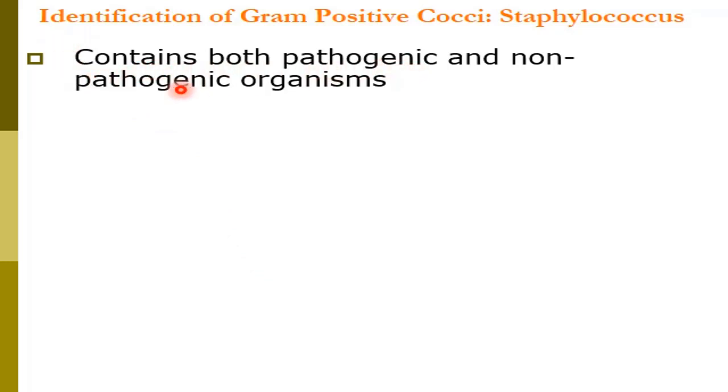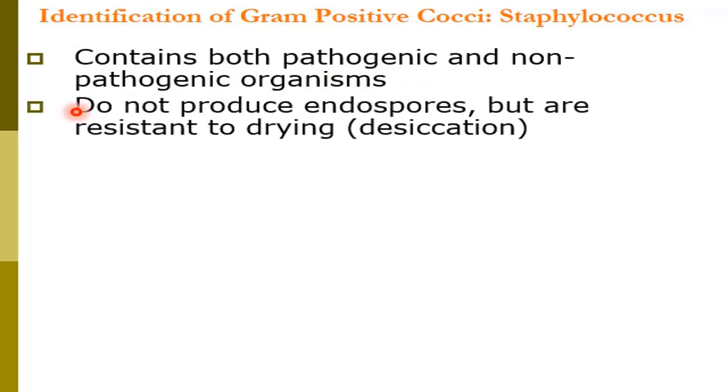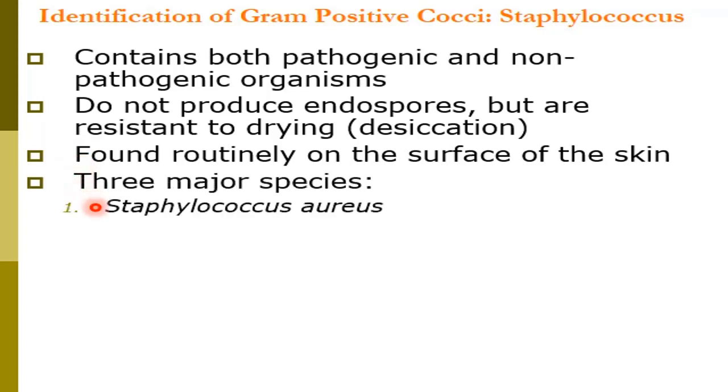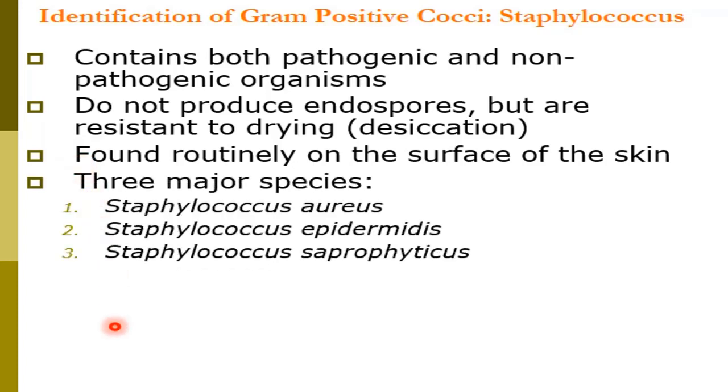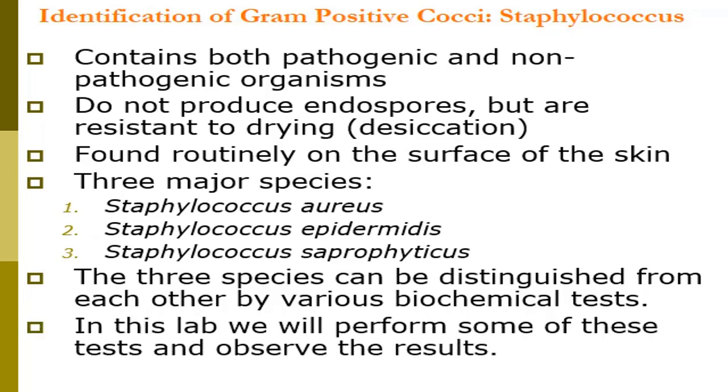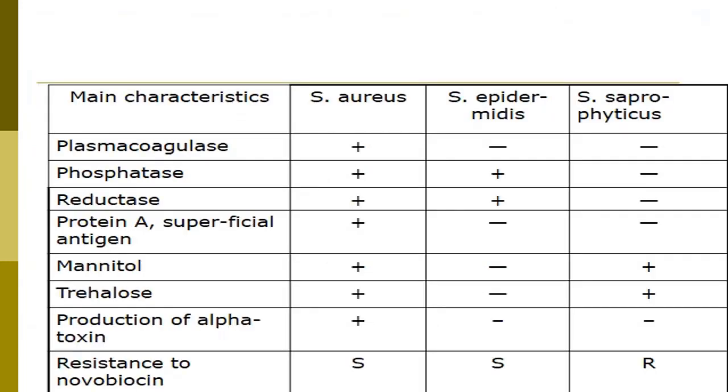It contains both pathogenic and non-pathogenic organisms. They do not produce endospores but are resistant to drying, desiccation. Found routinely on the surface of the skin. Three major species, aureus, epidermidis, and saprophyticus, are found for the genus Staphylococci. And these three species can be distinguished from each other by various biochemical tests. And in this virtual lab, which I will talk about after that, I will take observations.